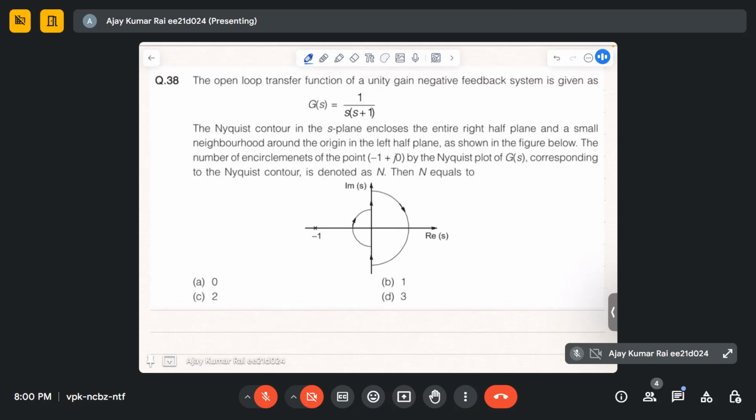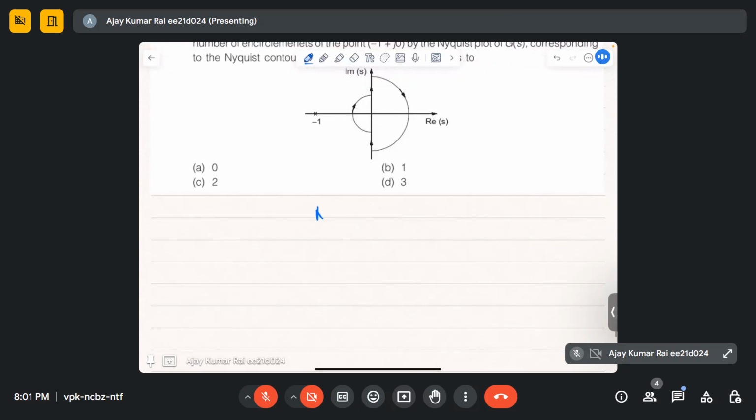The open loop transfer function of a unity gain negative feedback system is given as this. The Nyquist contour in the S-plane encloses the entire right half plane and a small neighborhood around the origin in the left half plane. In this it's slightly different from what we have studied. It's also taking the origin, right? You can see the contour. The number of encirclements of the point -1 plus j0 by the Nyquist plot corresponding to this Nyquist contour is denoted as N. Then we have to find the value of N. We know N is equal to Z minus P.